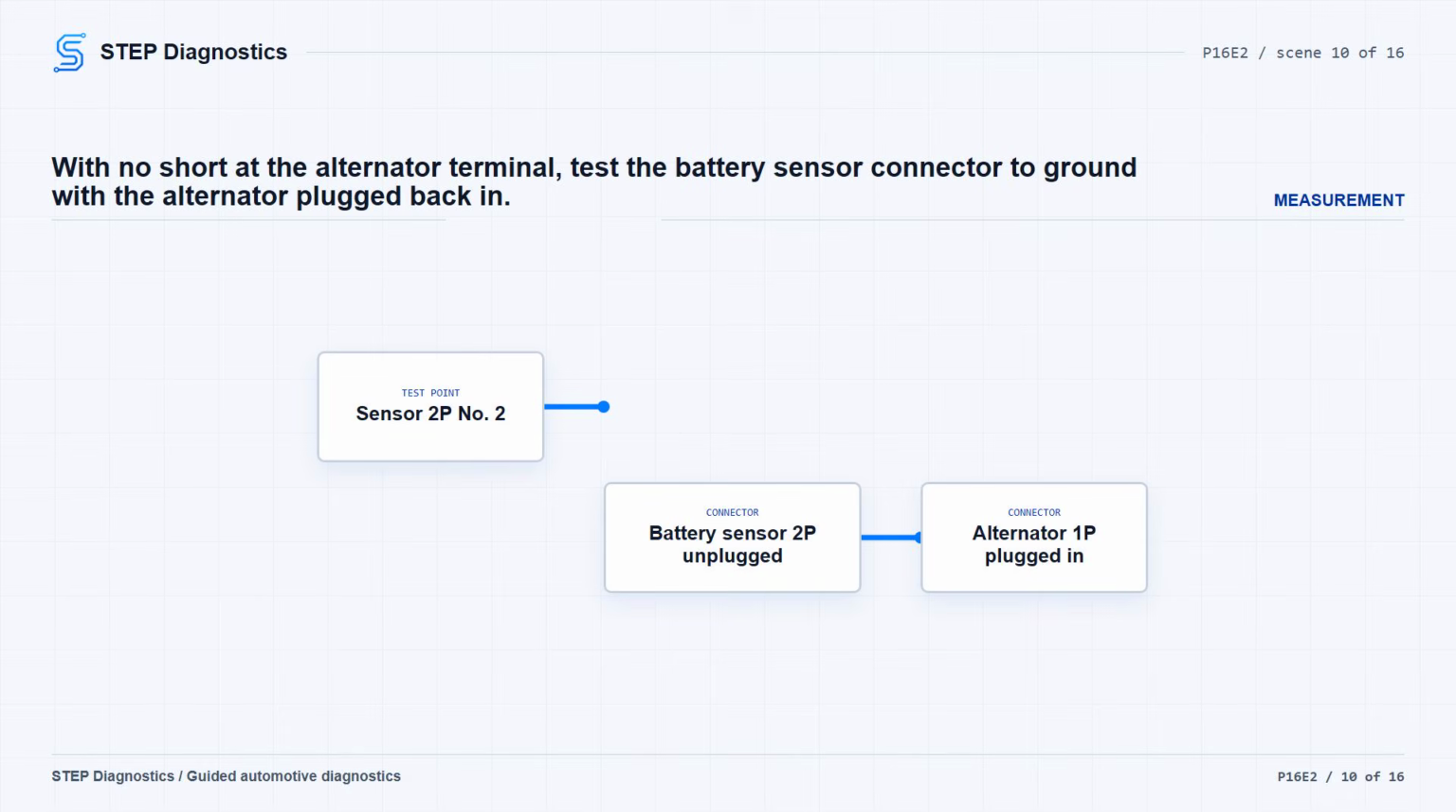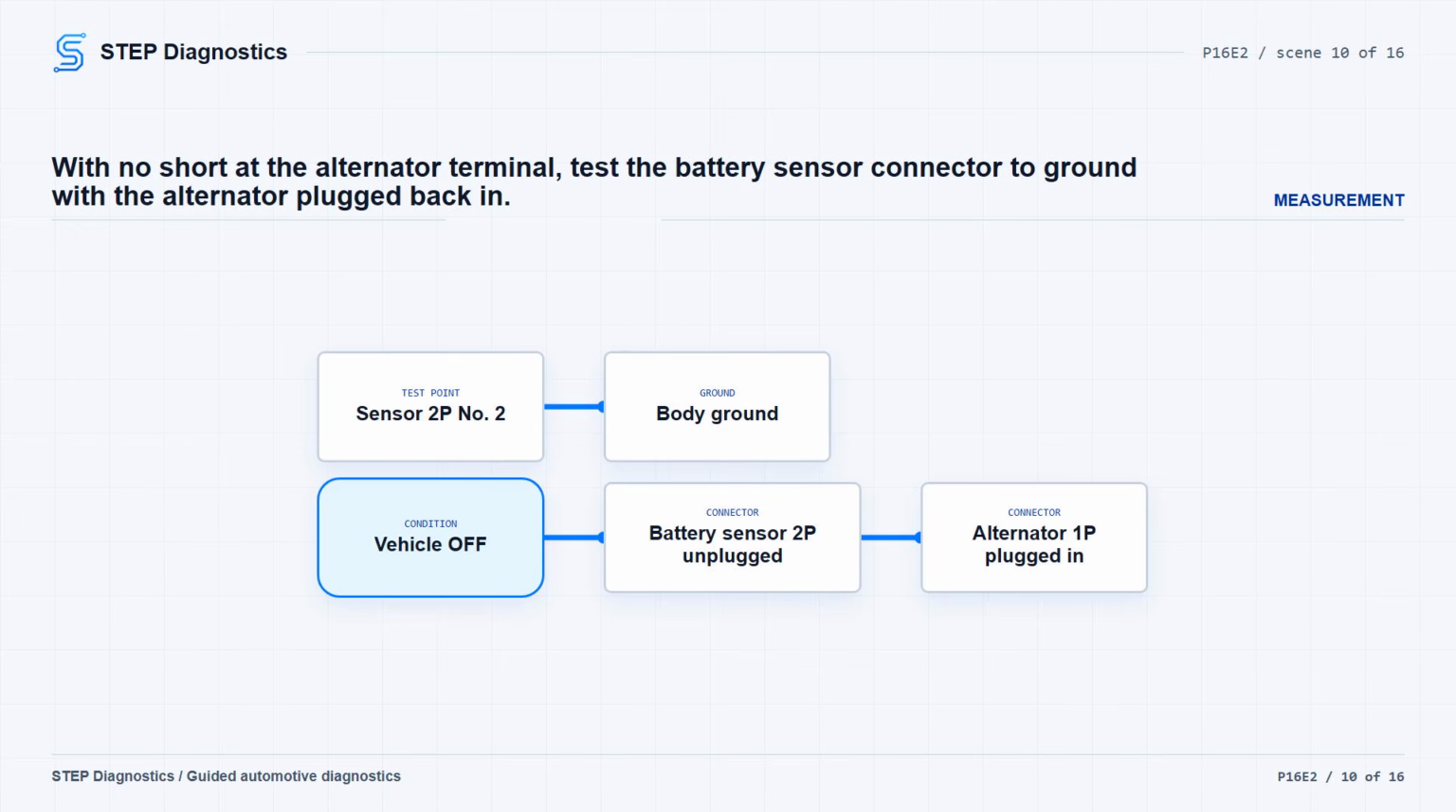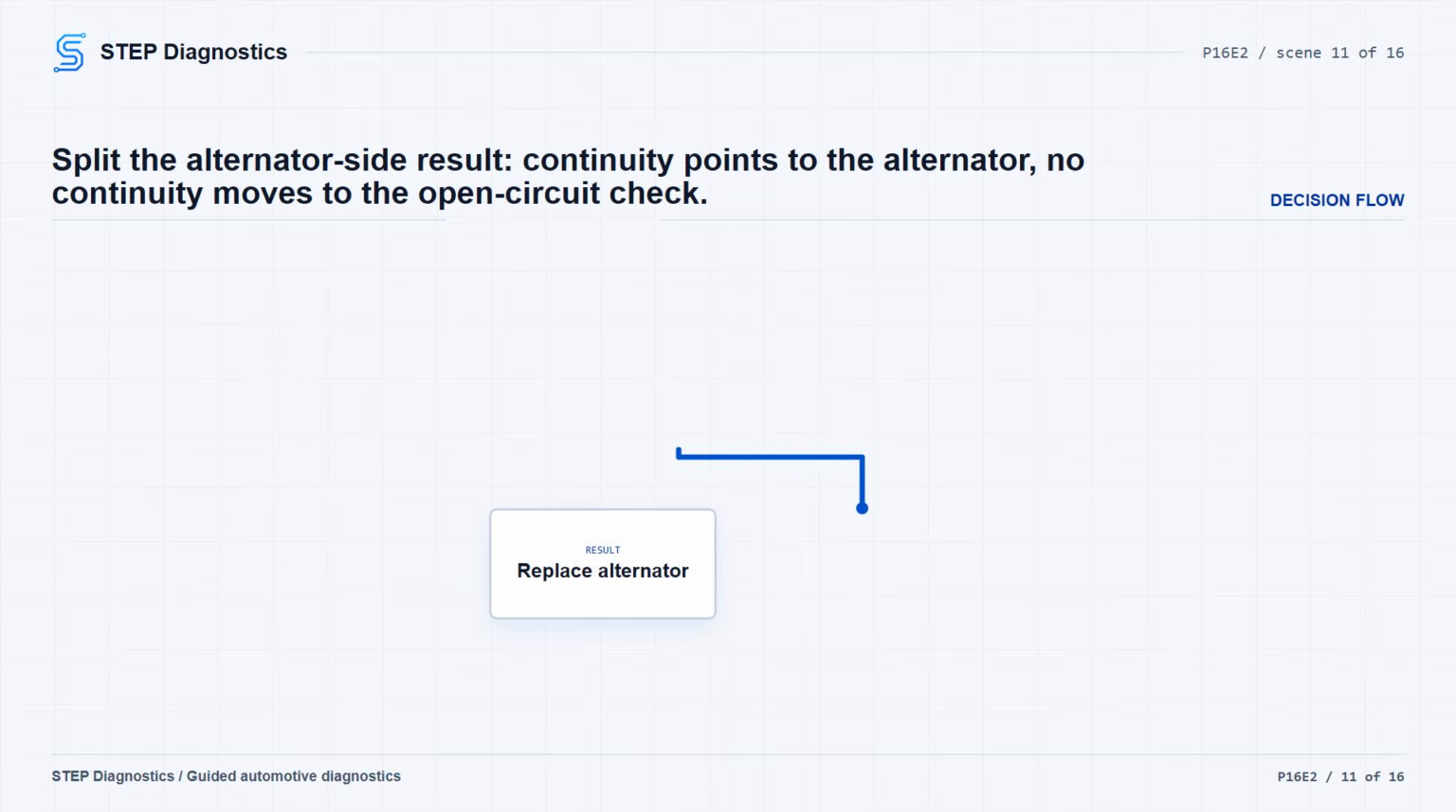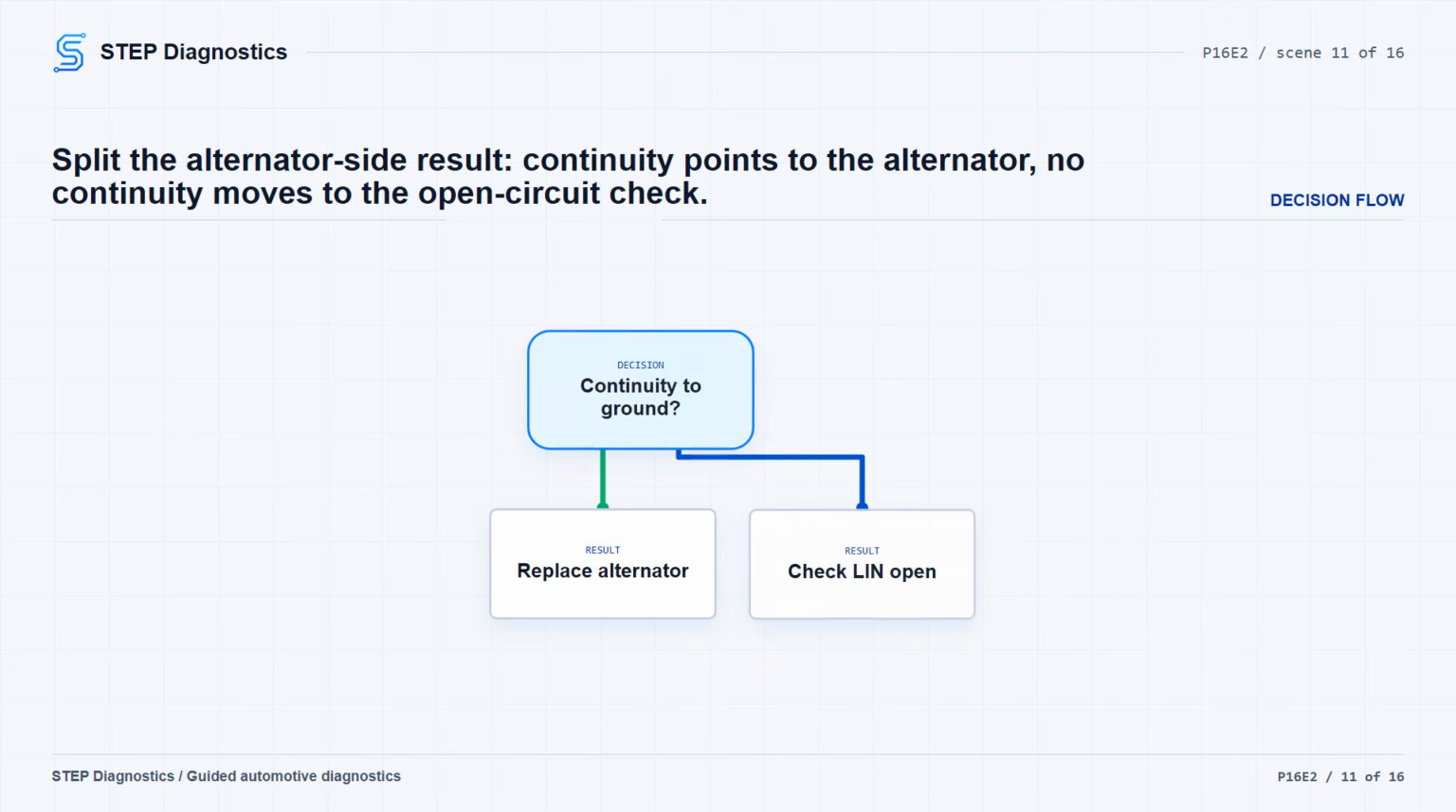If the first short check did not show continuity, turn the vehicle to the OFF lock mode. Disconnect the 12-volt battery sensor 2P connector, reconnect the alternator 1P connector, and check continuity between 12-volt battery sensor 2P connector terminal No. 2 and body ground. If there is continuity here, the path calls for replacing the alternator. If there is no continuity, continue to the LIN open circuit check.